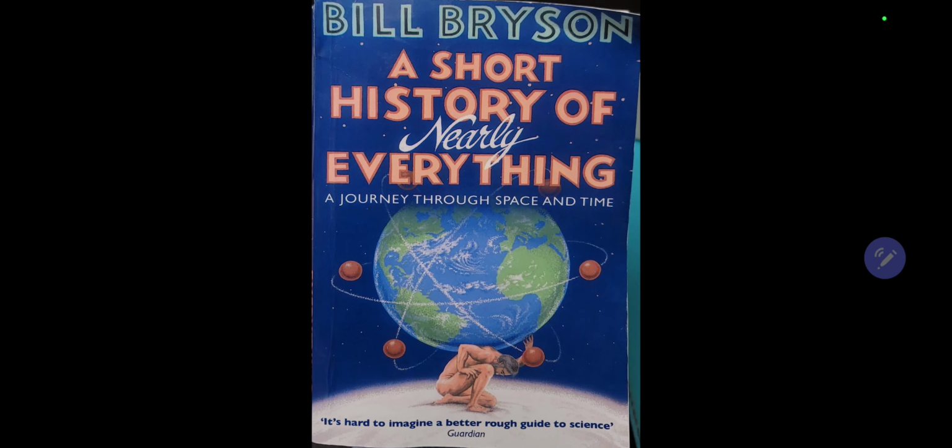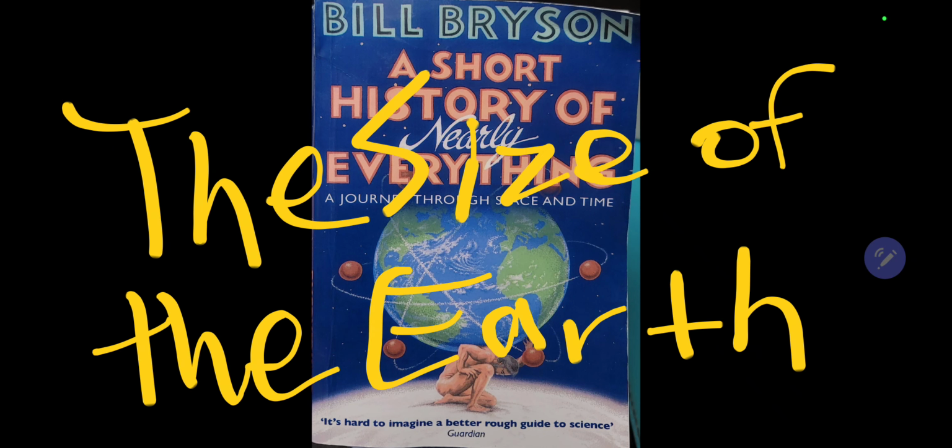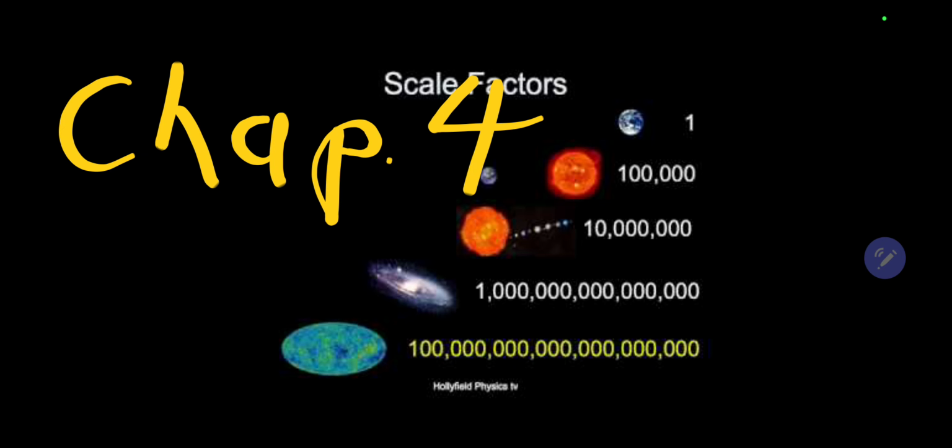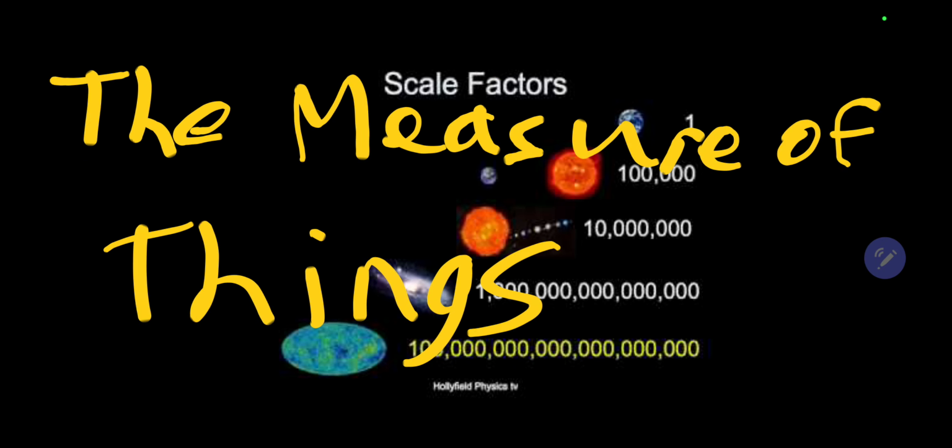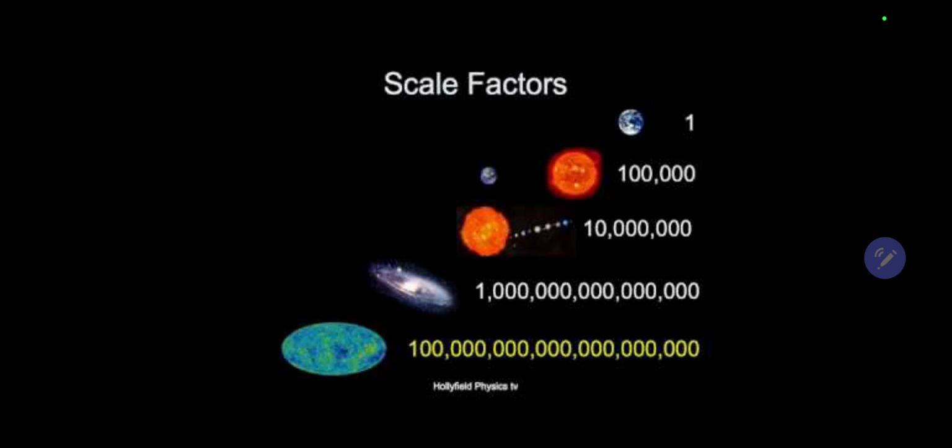A Short History of Nearly Everything. Part 2: The Size of the Earth. Chapter 4: The Measure of Things. Yeah, that's something to be talking about here.